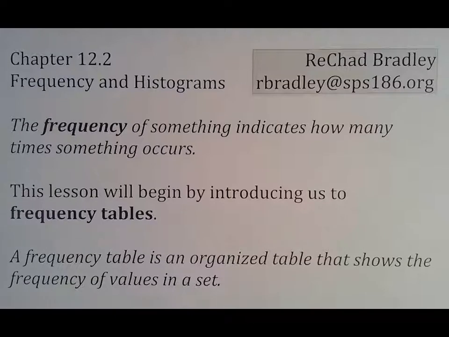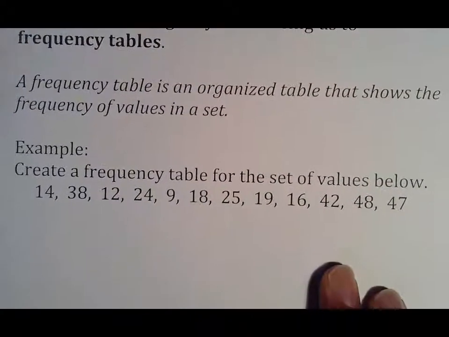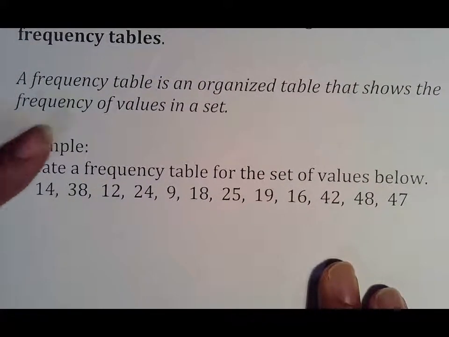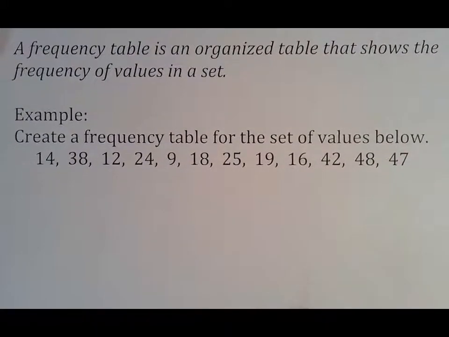The frequency of something indicates how many times something occurs. So make sure you write that down, or at least understand what it means. This lesson begins by introducing us to frequency tables. Well, a frequency table is an organized table that shows the frequency, which means how many times something happens, of values in a set.